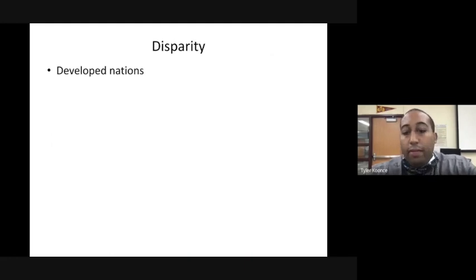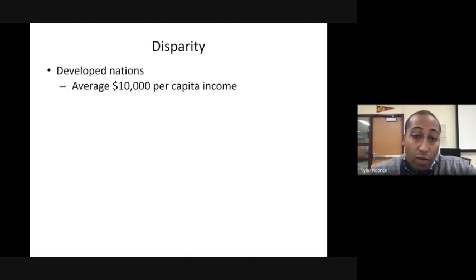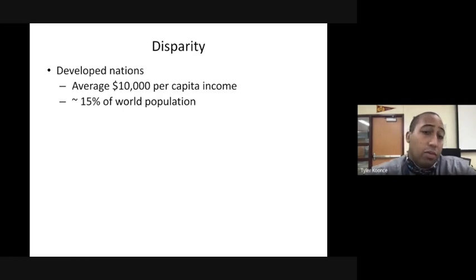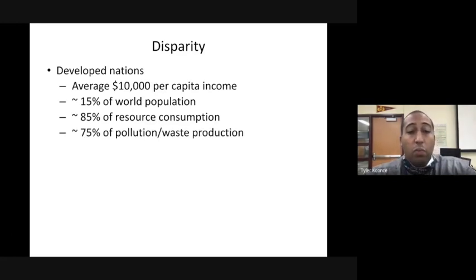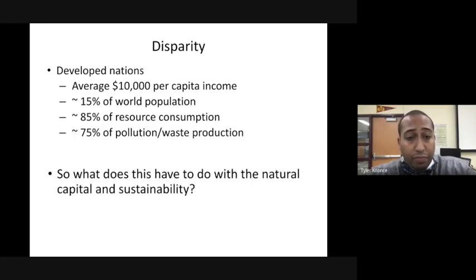So disparity. For developed nations, on average, there is a high per capita income. Developed nations make up approximately 15% of the world's population and 85% of the resource consumption. So they make up 15% of the population but use 85% of the resources. They're also responsible for 75% of the pollution and waste production.